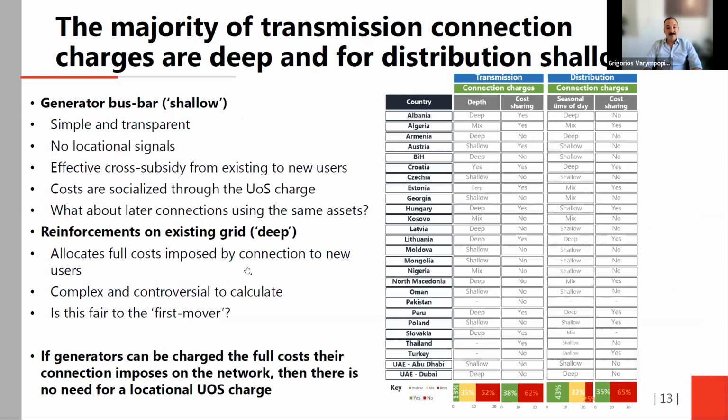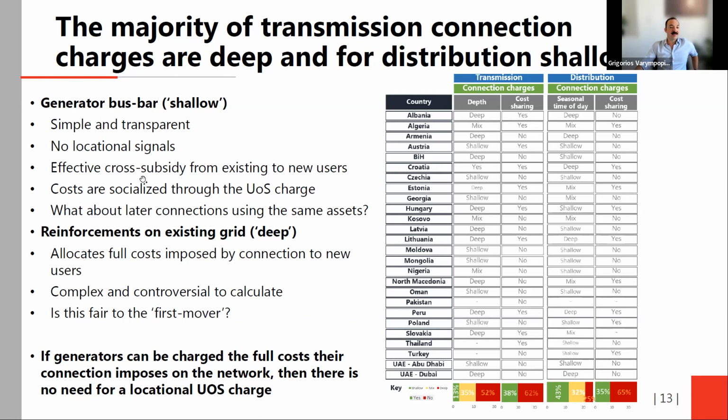Let's have a look now at the tariff design of connection charges. For transmission connection, the most typical approach is to apply a deep connection charging policy. And for distribution customers, the most common approach is to apply a shallow connection charge policy. The shallow connection charge policy is simple and transparent. It doesn't provide any locational signals. It is effectively a cross subsidy from existing to new users.